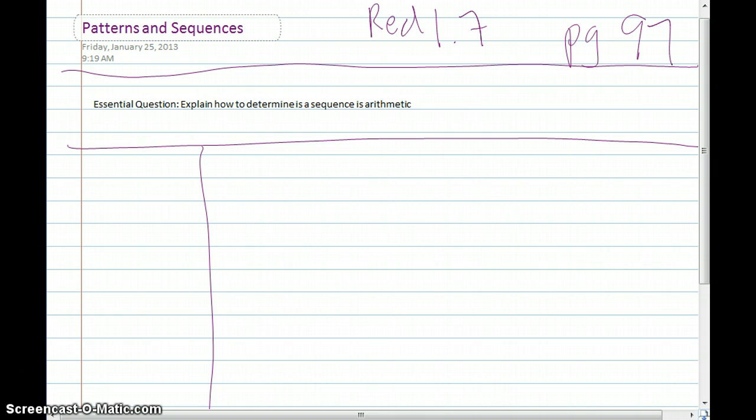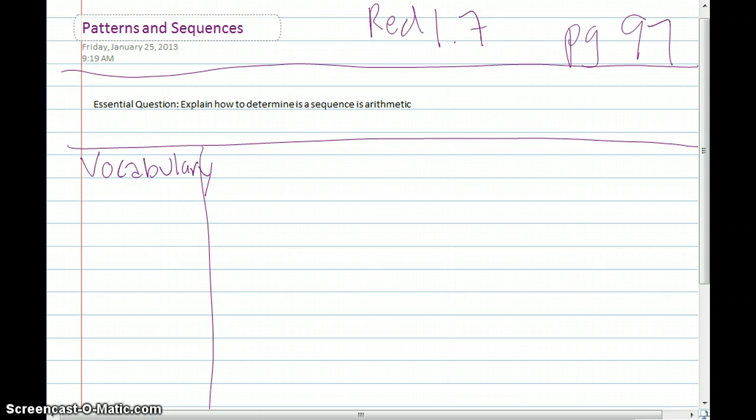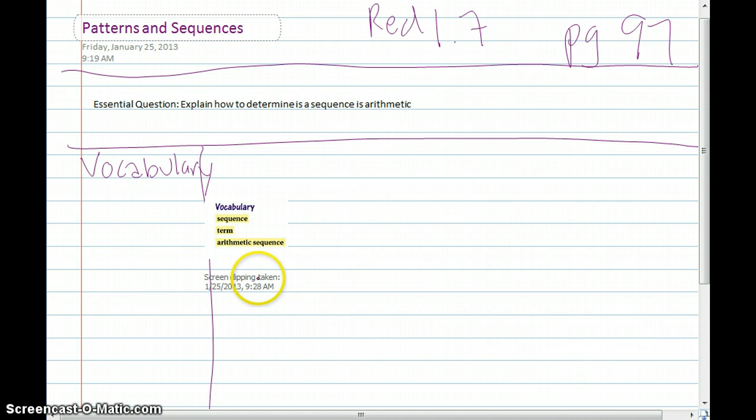This is going to go on page 97 of your EN. The first thing you need to know is you have 3 brand new vocabulary words that you're going to need to look up in the back of your red textbook. Chapter 1, 7. And in your book, this is what it looks like, patterns and sequences. And your 3 words are sequence, term, and arithmetic sequence.